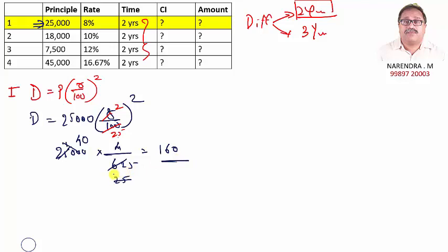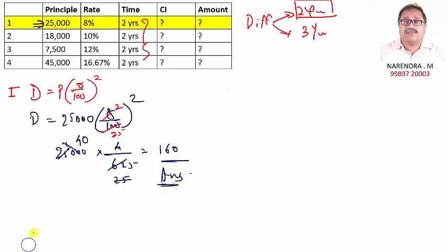This is the difference between SI and CI. And we know that CI is always greater than SI. Therefore, this 160 is CI minus SI. In other words, we simply call it the difference. Okay, so this is my answer.